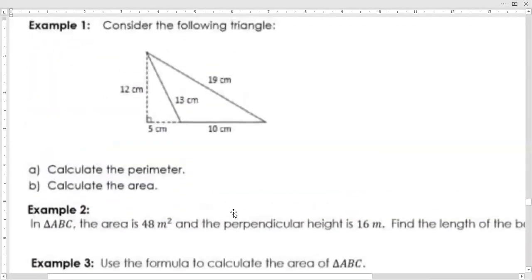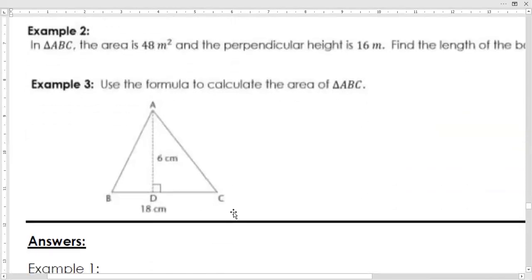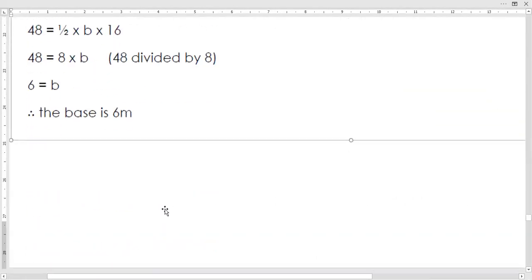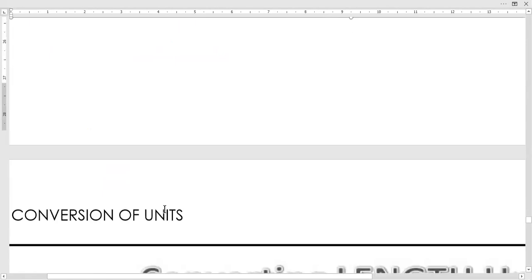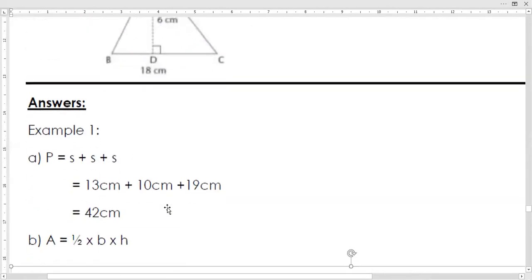Okay, and the last one is use the formula to calculate the area of triangle ABC. So now you need to find the area of triangle ABC. We've got the base and we've got the height. So it's half times base times height. So half of 18 is 9. So 9 times 6 is 40. No, what am I doing? 54. Did I say that right? Yeah. Anyways, 54 centimeters squared. You can just write that in.